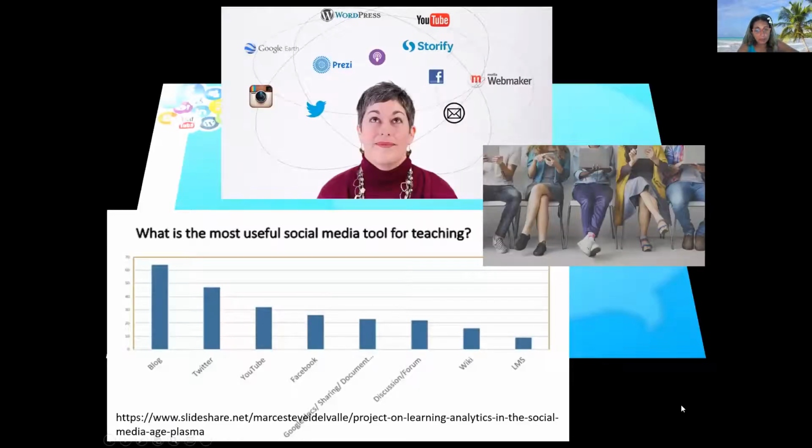Finally, in the last couple of slides that I have, I would like to talk about including other social media as teaching tools. This is a study that asked teachers what they use. You can see quite a few teachers use blogs, but still not as many as probably we could or should be using.